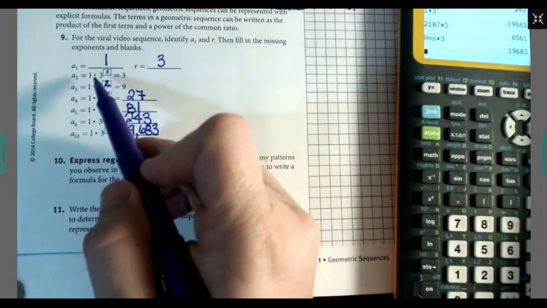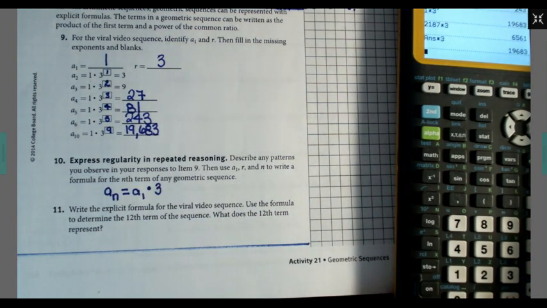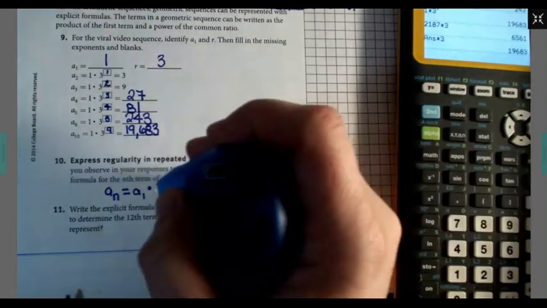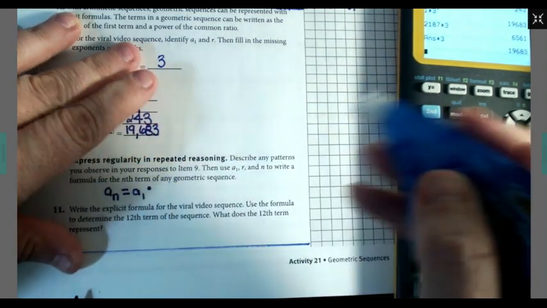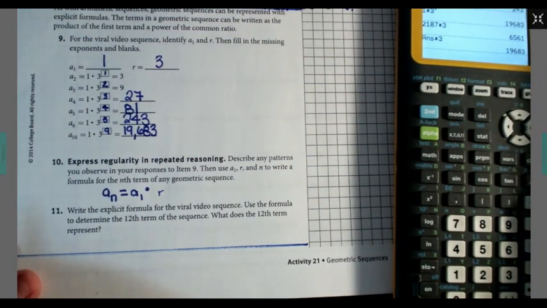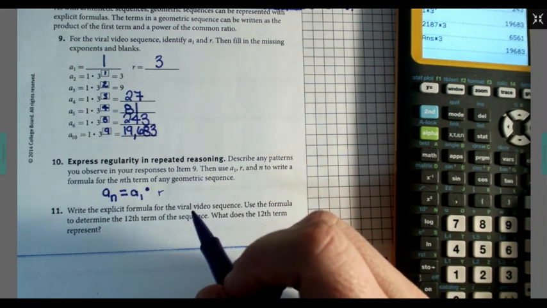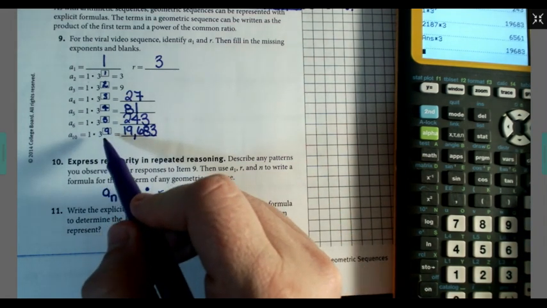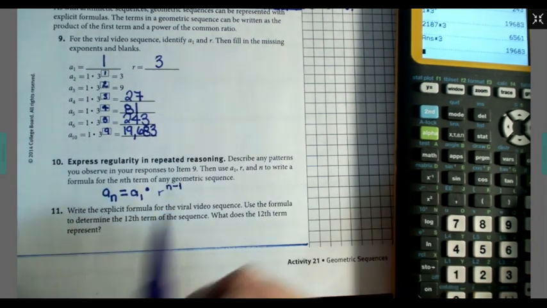I've noticed that my 3 is coming into play, which is my r. I didn't mean to put that, I meant to put r, sorry. Because I'm trying to write the general rule, not for this particular example. Okay, so that would be a sub 1 times r. And what's my exponent going to be? I keep noticing that n minus 1 coming back to play. N minus 1 is my exponent.